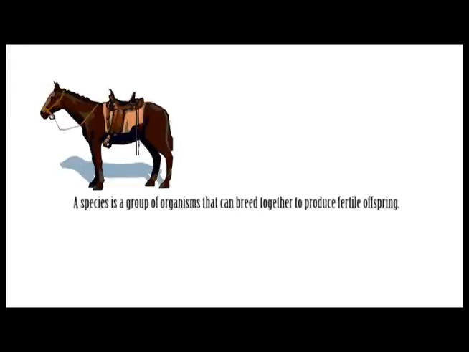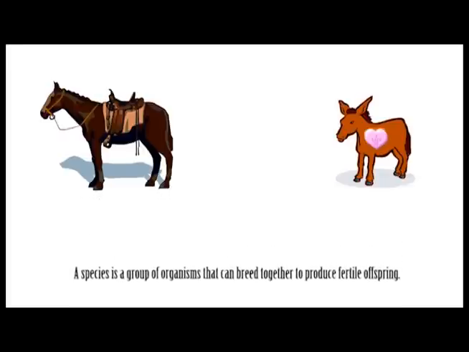So for example, this horse could breed with another horse to make a foal, and that could go on to make more horses. And a donkey could breed with other donkeys to make a foal that could go on to make more donkeys. However, if a horse and a donkey breed together, even though they can successfully produce a young mule, this mule will not be able to produce offspring as it's not fertile, and so a horse and a donkey are separate species.